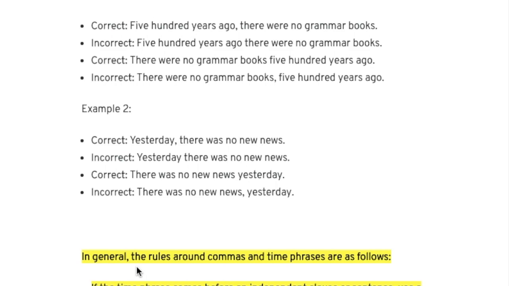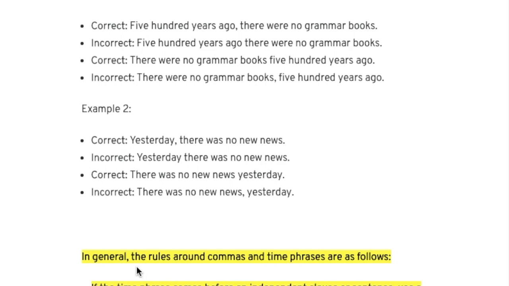Example two, correct: yesterday, there was no new news. Incorrect: yesterday, no comma, there was no new news. So it's running straight in. The comma is almost like a little pause to think about, okay, yesterday, I've got that. A little pause to get your mind into where it is, isn't it? Because the important bit of news is there was no new news. That's the important bit of news, isn't it?